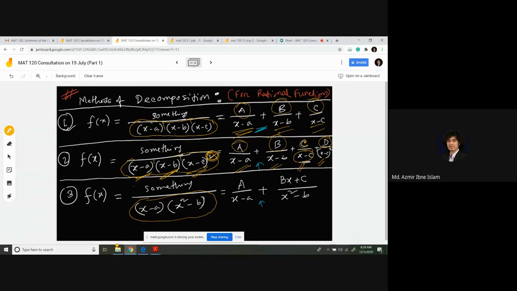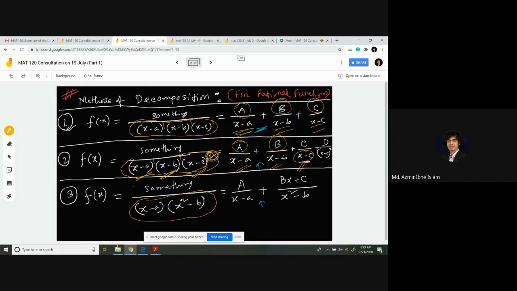The third case is a denominator like x minus a times x squared minus b. For x minus a, since it is simple with power 1, there will be a constant. But for x squared, this time we have a quadratic factor, so for this we will have bx plus c. These are the theoretical concepts of how we can decompose rational functions, the fraction decomposition cases.